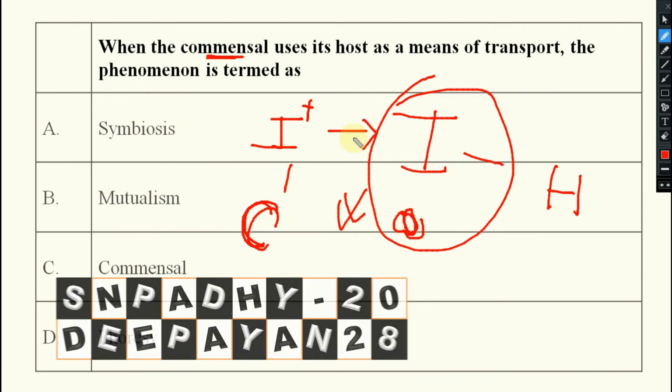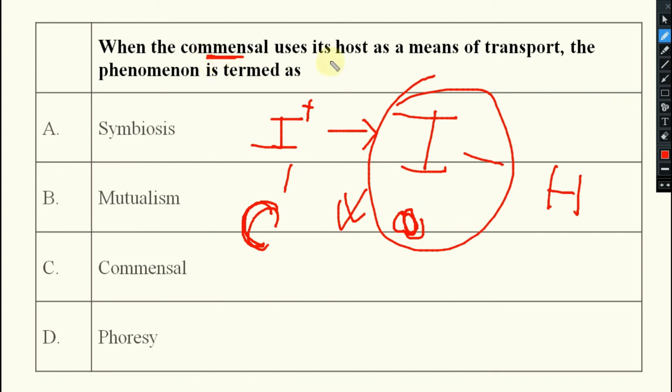Understood? So what is this question telling? When the commensal uses its host as a means of transportation, the phenomenon is termed as what? So it will be known as phoresy. Very, very important. The term is known as phoresy.